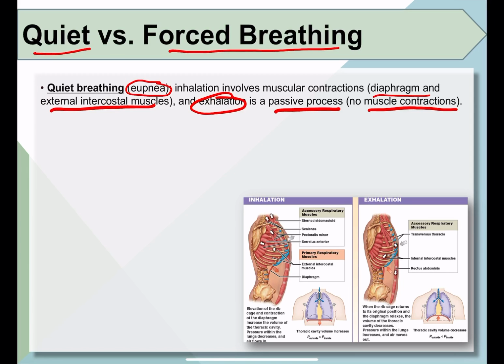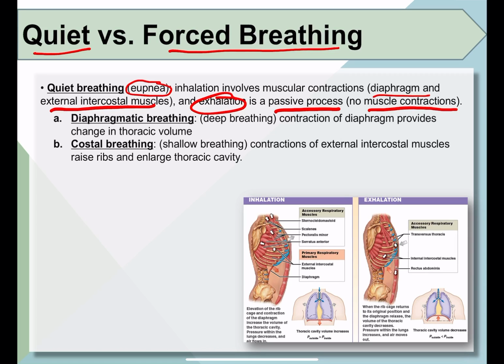not exhalation. And when we use our diaphragm to breathe, it is actually called diaphragmatic breathing, which involves deeper breathing when we can dramatically change the volume of our thoracic cavity. When we're just using our external intercostal muscles to raise our ribs, for example, for breathing, it's called costal breathing. And it's considered to be shallow breathing because it doesn't really change the thoracic cavity volume by very much, not as much as our diaphragm.